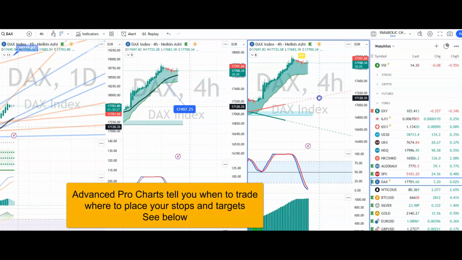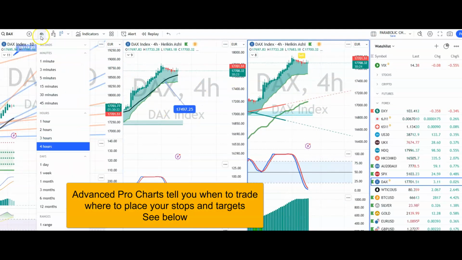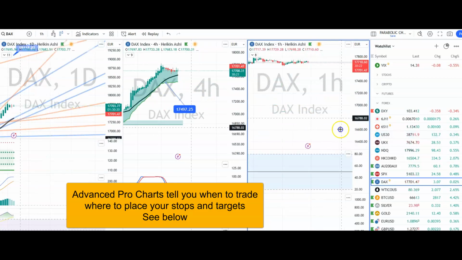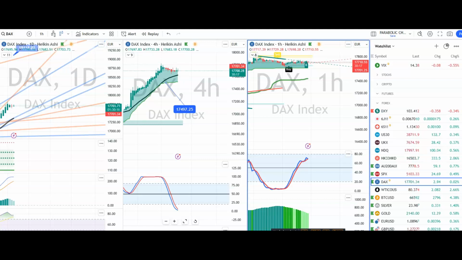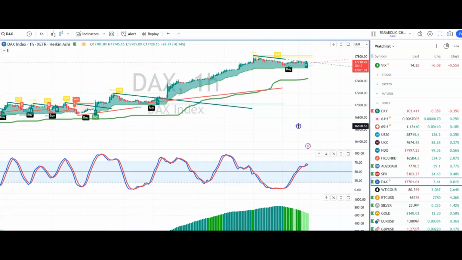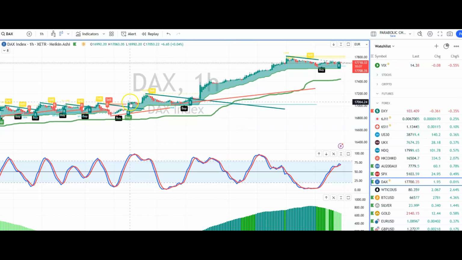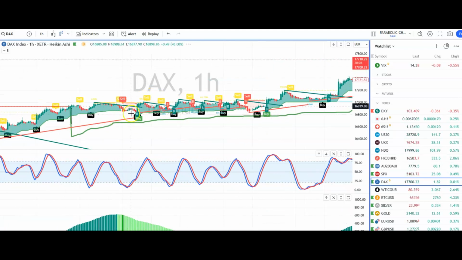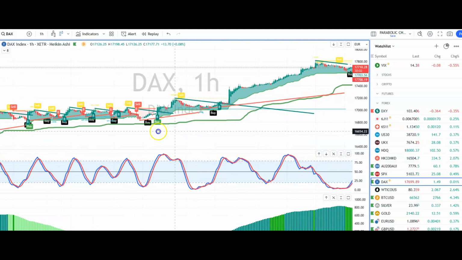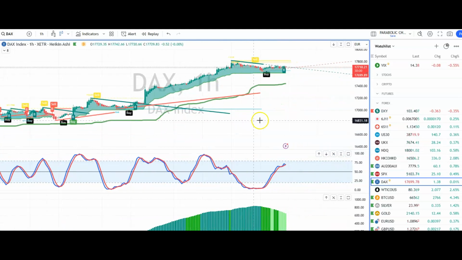So that's the 4-hour chart. I want a 1-hour chart. So let's go down to the 1-hour chart on that one. And let's have a look a little bit closer. So we know it's parabolic. We know we've got a swing low. We know it's all green, so that's good. We can see the change of character, and so on and so forth. So it's still holding on to that position.